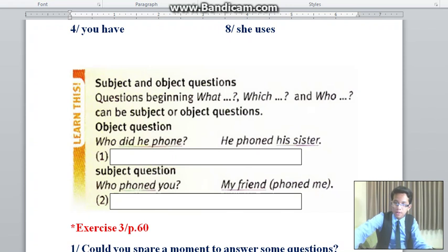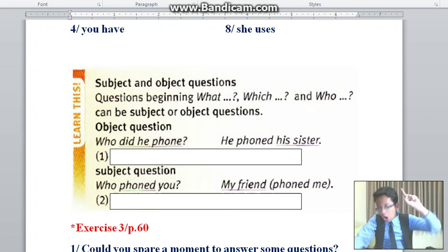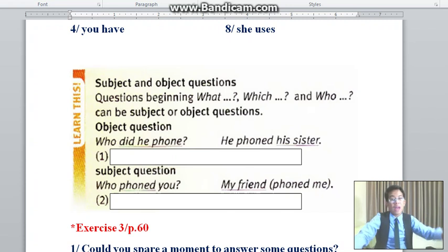In the question, did he phone who? His sister. So that is an object question. And with a subject question, like, who phoned you? They underline the part who phoned. Who phoned you? And in the answer, they say, my friend phoned me. They underline my friend. So they answer directly to the question. It is the subject of the question. So, my friend phoned me.